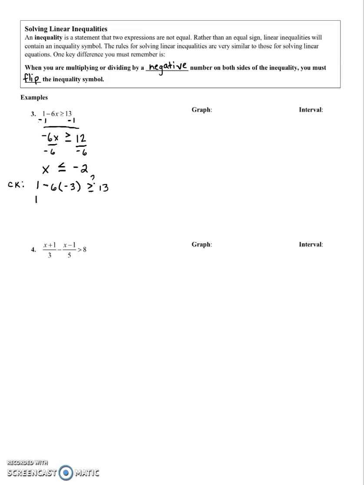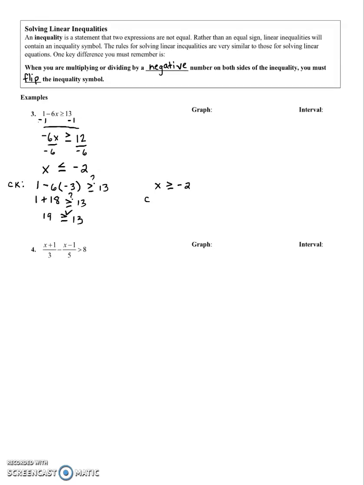So we have 1. Negative 6 times a negative 3 means plus 18. And we need to know if that's greater than or equal to 13. And of course, that gives us 19 is greater than or equal to 13. So that works. So what would have happened if we had forgotten to flip the inequality sign to the other direction? If that were true, we would have come up with x is greater than or equal to negative 2.